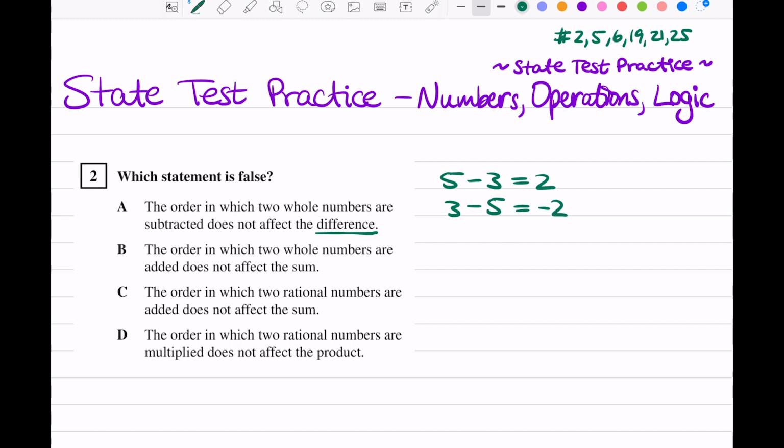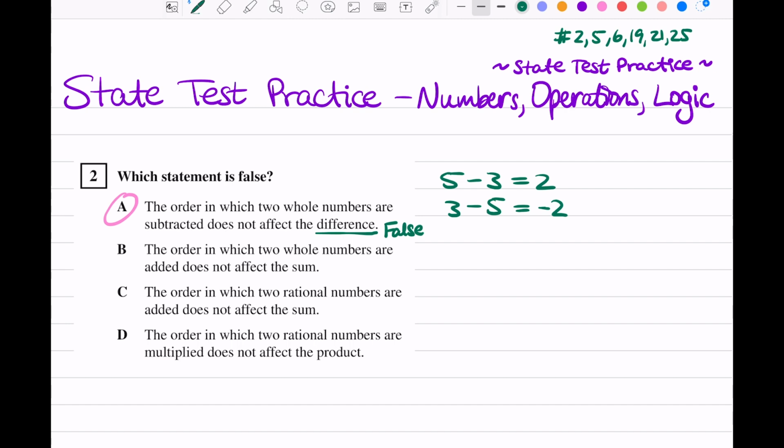So the order in which two whole numbers are subtracted does affect the difference. It does affect the answer. So we can say option A is false. And we have our answer. If you were taking the test, you can move on to the next question. But let's go ahead and look at these other options here to make sure we understand them.